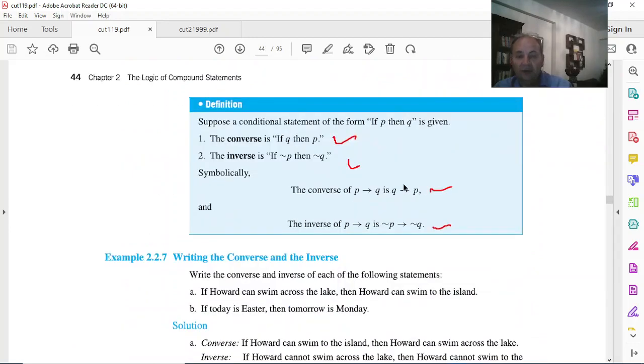And converse is just simply changing the hypothesis and conclusion. Inverse is negating both of them without changing the substitution of the places, okay? That just negates that. Inverse is negation. Converse is replacing them, okay?